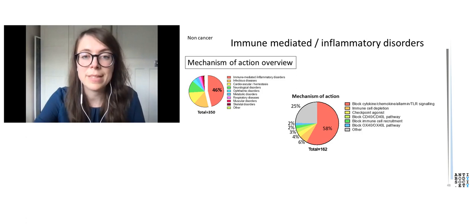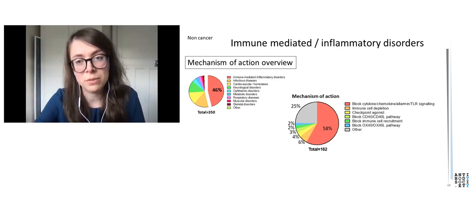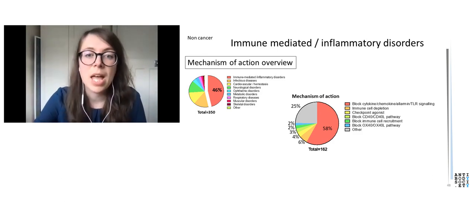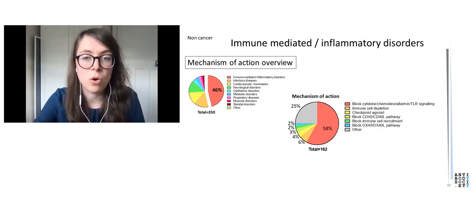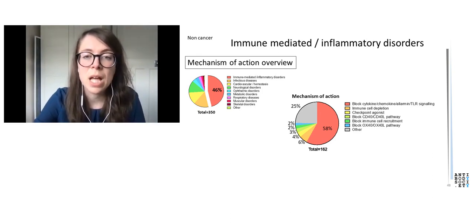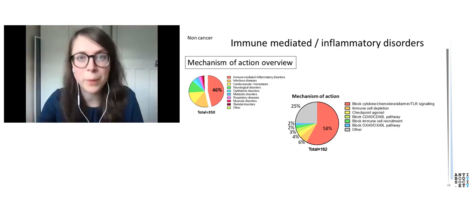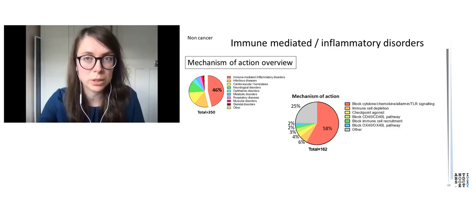Then we have 6% of antibodies for immune cell depletion. 4% are checkpoint agonists. 3% block the CD40 ligand pathway. 2% block the OX40 ligand pathway, and another 2% block immune cell recruitment to specific areas of the body, for example, the brain, for the treatment of multiple sclerosis.